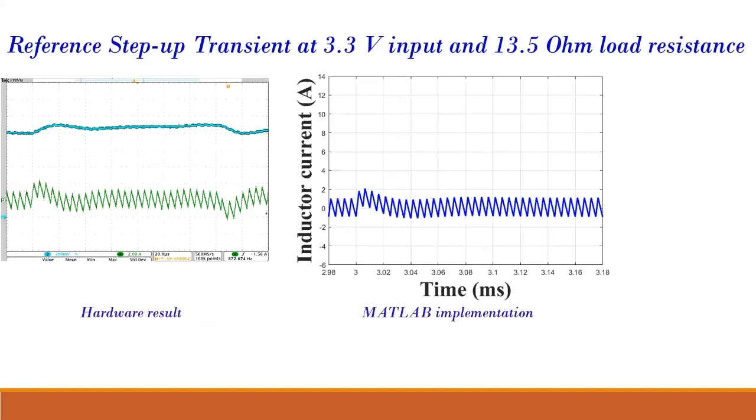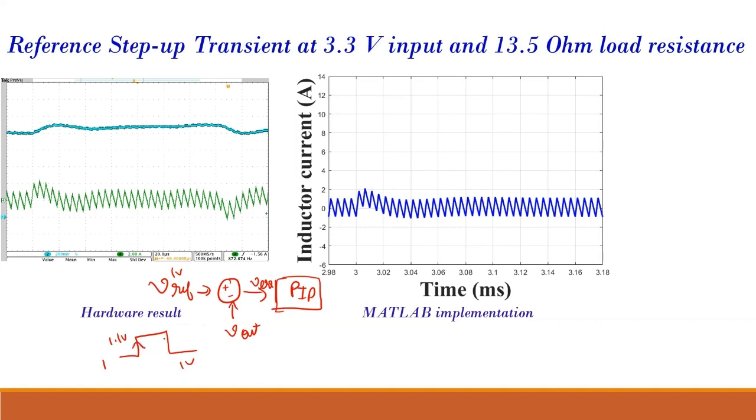So what is a reference transient? You have the Vref minus V output that generates your V error and that goes to your PID controller or whatever controller you're using. Suppose initially my Vref was 1 volt. Then I take it from 1 volt to 1.1 volt, and then I bring it back to 1 volt, etc. In this case, I'm giving a reference step up transient, and in this case, a reference step down transient. So the output voltage, which was at 1 volt, finally reaches 1.1 volt, then again goes back to 1 volt. Okay, so this is your reference transient shown over here.